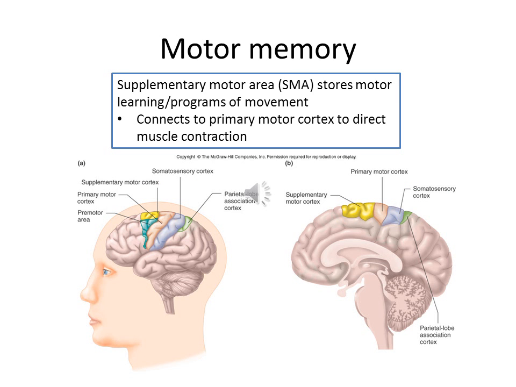The supplementary motor cortex or motor area, the SMA, located in the frontal lobe of the cerebral cortex, is responsible for storing motor learning or programs of movement. It has many connections to primary motor cortex, which directs the contraction of voluntary skeletal muscle.